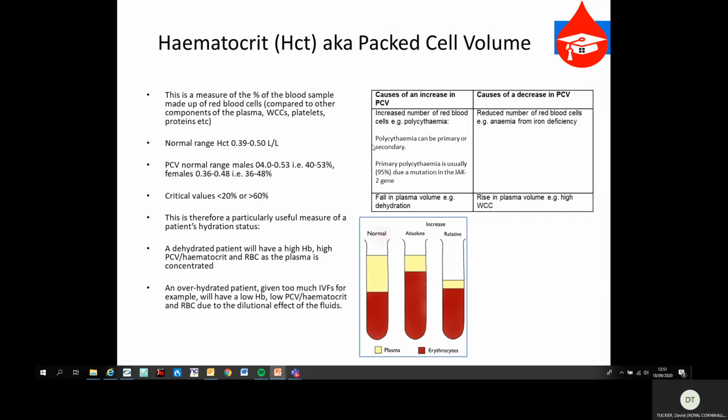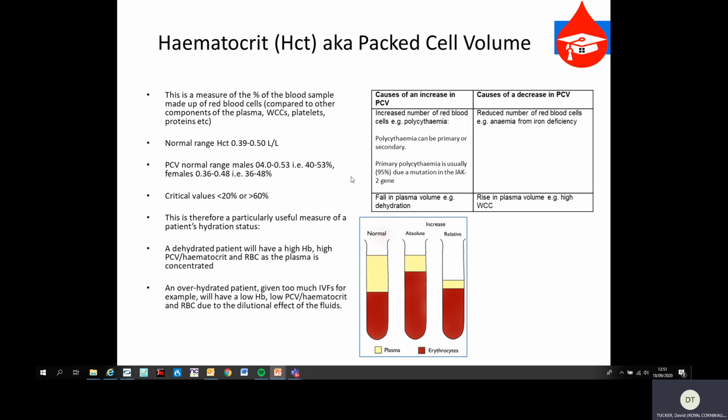Now, the hematocrit is also known as the packed cell volume. The normal range I've placed here, for males and females, is slightly different, ever so slightly different. It can be a useful measure of the patient's hydration status in clinical context.